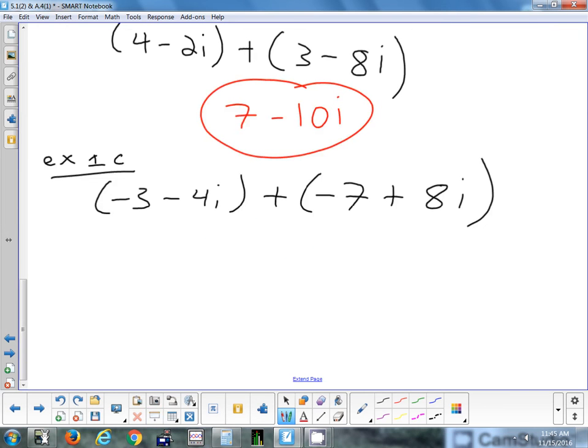Okay, and we'll finish up addition looking at 1c. Okay, Shannon, what did you get for the real part here? Negative 10. Yeah, negative 3 plus negative 7 is negative 10. That's good. And how about the imaginary part? Plus 4i. Perfect. Okay, so any questions on addition?